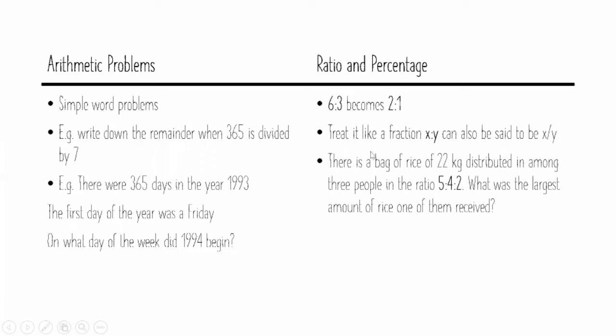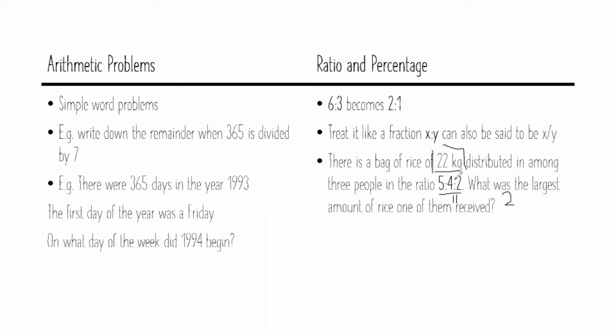Now we have a question. There is a bag of rice of 22 kilograms distributed among 3 people in the ratio 5:4:2. What was the largest amount of rice one of them received? You have 22 kg in total. You distribute it in the ratio 5:4:2. How do you distribute that? You first add all the values in the ratio. So 5 plus 4 plus 2 gives you 11. And so there are 11 sections, 11 values, and you want to divide 22 kg between them. Every section gets 2 kilograms of rice.